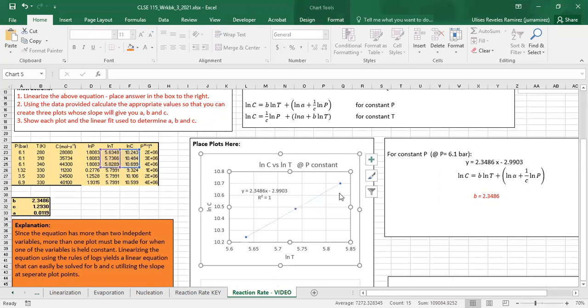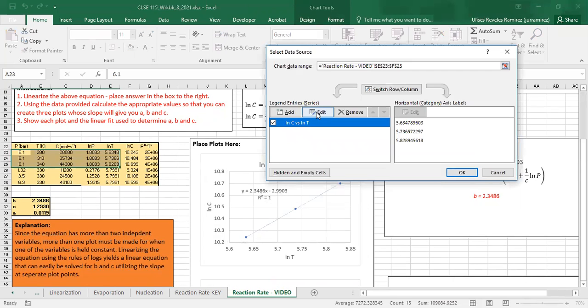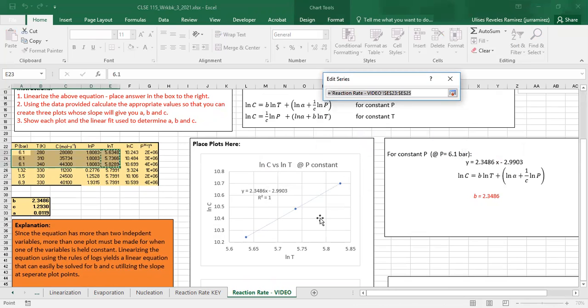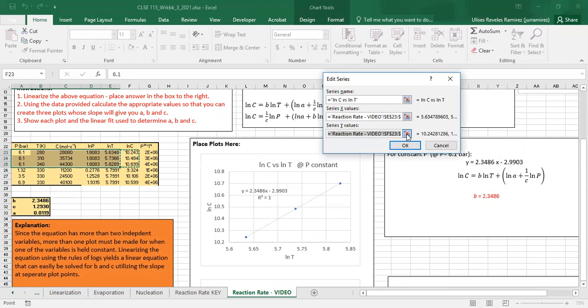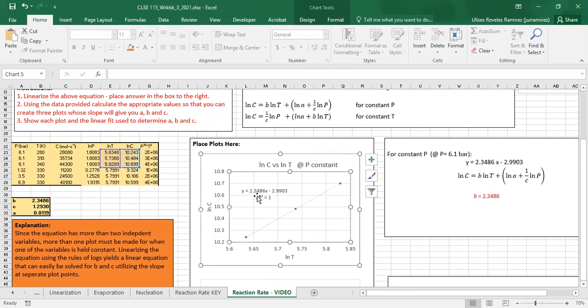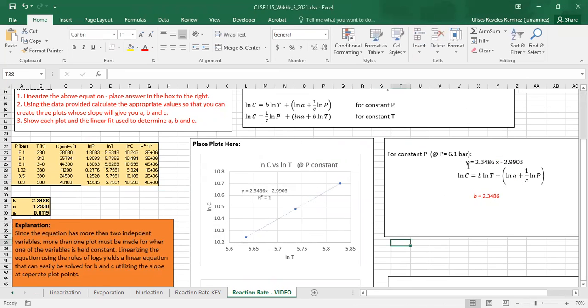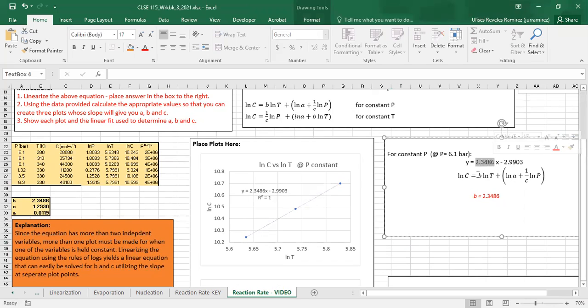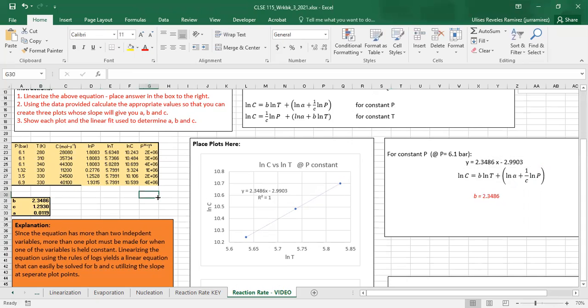Just to show you, when I select the data, this is the series. The X values are ln of T for the first three rows, and the Y values are the ln of the rate. From Excel, we can get the equation, which is here. Now we can write it down: Y equals 2.3486x minus the Y-intercept. What is important here is that the slope equals B, which is the first constant we're looking for. So B is 2.3486 for this problem. You can write that here. That was running the experiment at constant pressure.